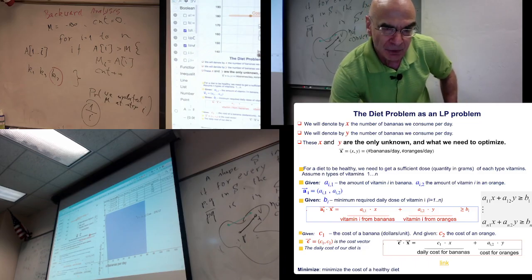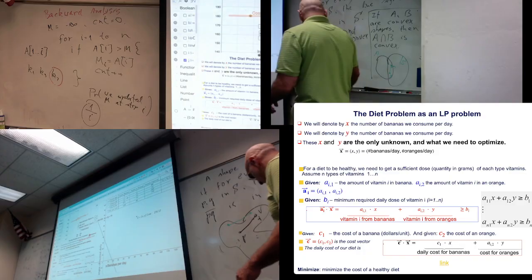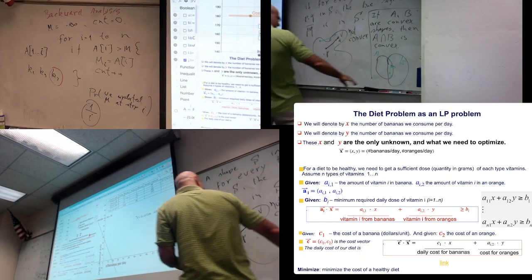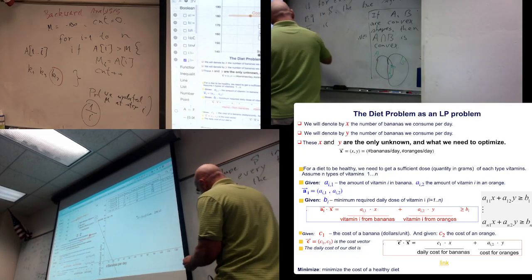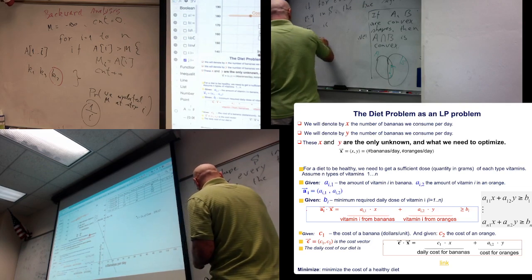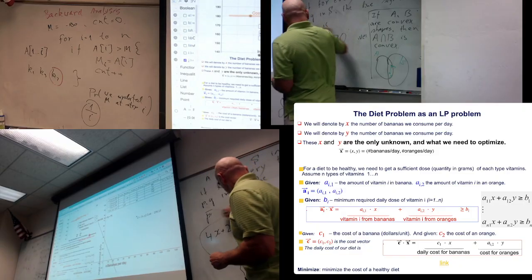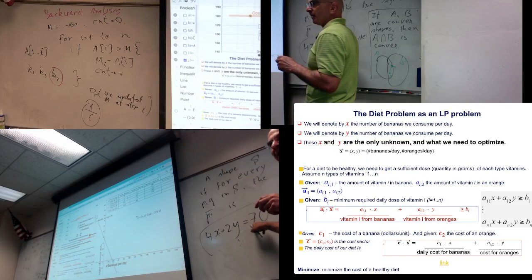I still didn't speak about price. Let's take vitamin A off. Let's look at vitamin B. What's the equation? 4x plus 2y. How many units of vitamin B are you getting per day? It equals 70. If x and y satisfy it, you are just getting the bare minimum amount of vitamin B.